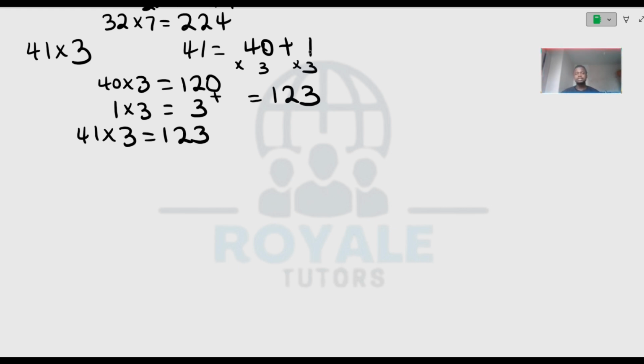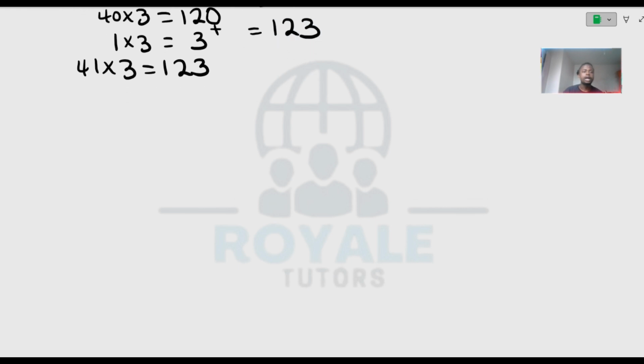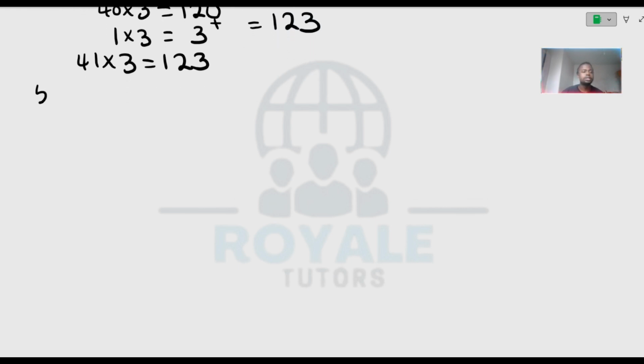That is the box method. So I think I want to give one more example actually. If you have something like 56 times 7, now you have 56 to be 50 plus 6. And then you multiply each by 7.